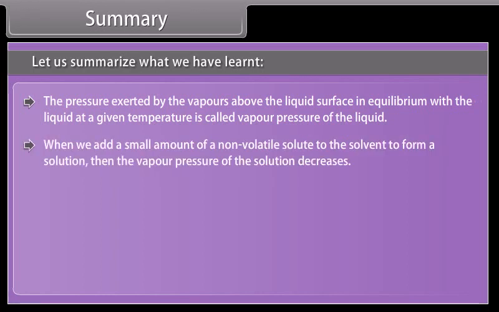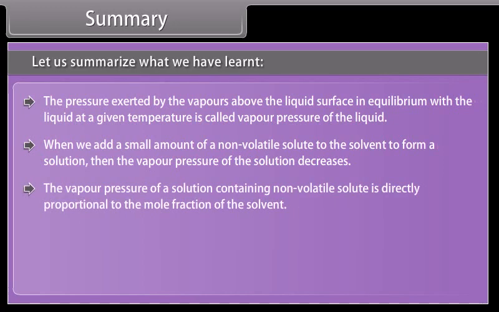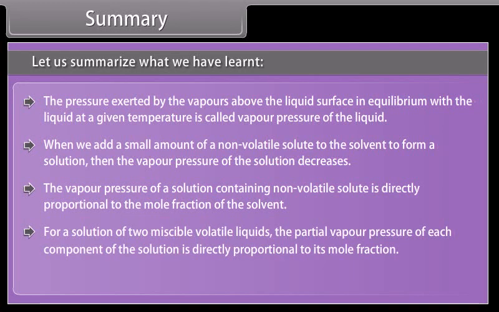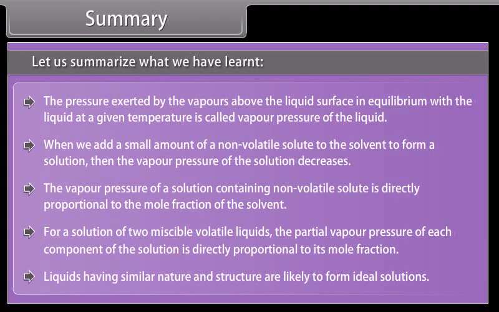When we add a small amount of non-volatile solute to the solvent to form a solution, then the vapor pressure of the solution decreases. The vapor pressure of a solution containing non-volatile solute is directly proportional to the mole fraction of the solvent. For a solution of two miscible volatile liquids, the partial vapor pressure of each component of the solution is directly proportional to its mole fraction. Liquids having similar nature and structure are likely to form ideal solutions.